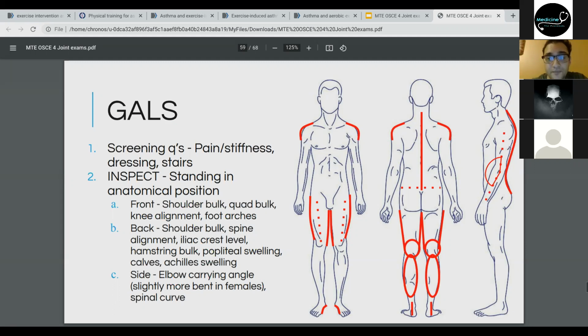Then from the back, once again, you're looking at the posterior shoulder bulk. You're looking at the alignment of the spine, so you're looking for any degrees of scoliosis. You are looking at the resting iliac crest level as a fairly good representation of the alignment of the pelvis. You're looking at the hamstring bulk. You're looking at the popliteal swelling. You're looking at the bulk of the calves, and then any Achilles swelling.